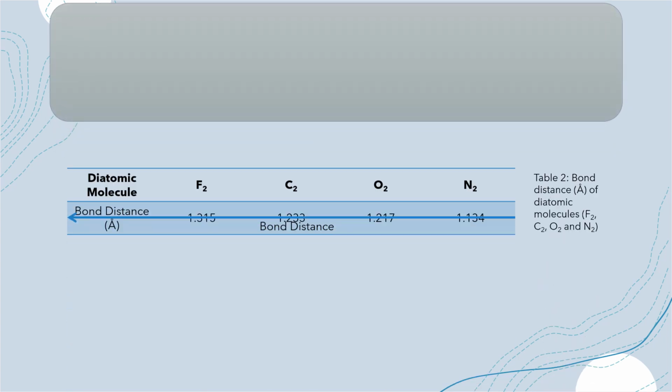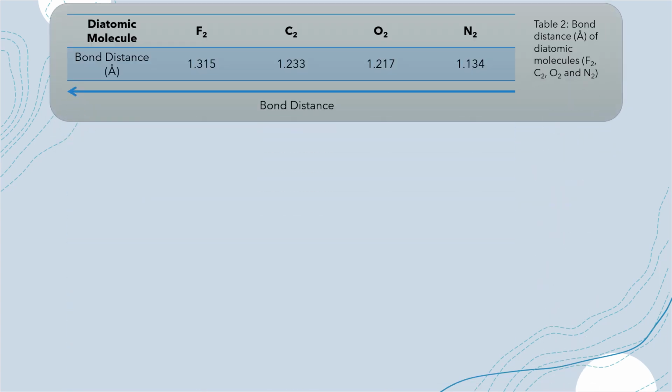We can now consider how and why that bond length changes. In Table 2, the bond distances of the four diatomic molecules are shown. As seen, F2 has the greatest bond length of 1.315 angstrom, whilst N2 has the shortest with a length of 1.134 angstrom. This is due to the bond orders of the molecules.